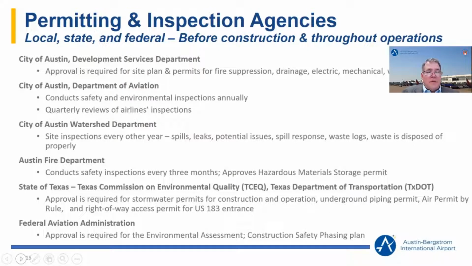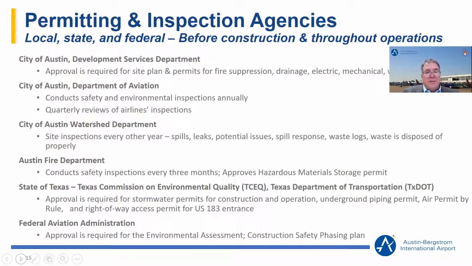Aviation Department, again, we have professional environmental staff that conducts inspections annually and reviews. We also have a watershed department that works closely with our staff to inspect the facilities every year, looking for potential issues. Also have our response plans and review waste logs and make sure waste is disposed of properly. We also, as you've seen in the video, have a fire department that has specific equipment and has been trained on fire facilities and Jet A fuel fires and how to respond to them, and they have the proper equipment. They also oversee the hazardous materials storage permit.